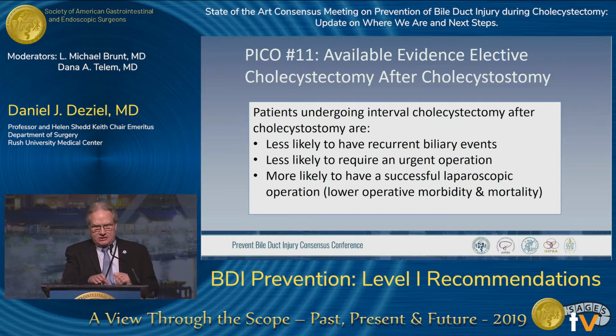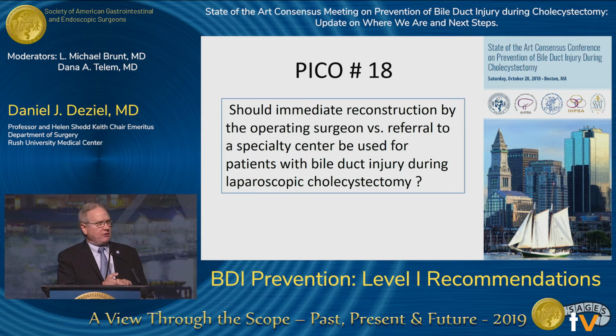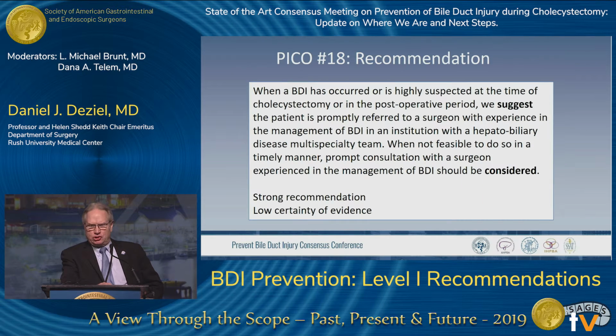Now we're at the last question I'm going to discuss, and this has to do with the environment for repair of a duct injury that has occurred. Should immediate reconstruction by the operating surgeon versus referral to a specialty center be used to manage a duct injury? The recommendation is thus: when a duct injury has occurred or is highly suspected, we suggest that the patient is promptly referred to a surgeon with experience in the management of injuries in an institution with a hepatobiliary disease multi-specialty team. When not feasible to do so in a timely manner, prompt consultation with an experienced surgeon should be considered. This is a strong recommendation, low certainty of evidence, because of the potential for catastrophic harm.